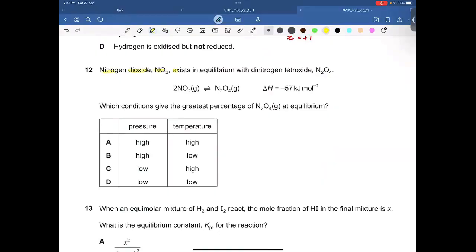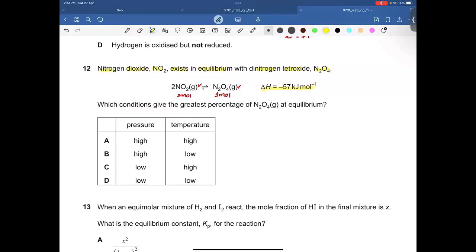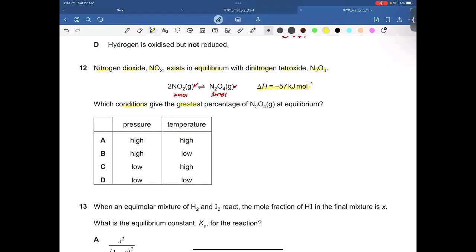Nitrogen dioxide, NO2, exists in equilibrium with dinitrogen tetroxide. By the way, we have 2 moles here, and we have 1 mole here. It also exists in gas. And then enthalpy change is negative, which means forward reaction is exothermic. So what sort of conditions we need to provide to get the greatest percentage of N2O4 at equilibrium? So need to get the greatest percentage.